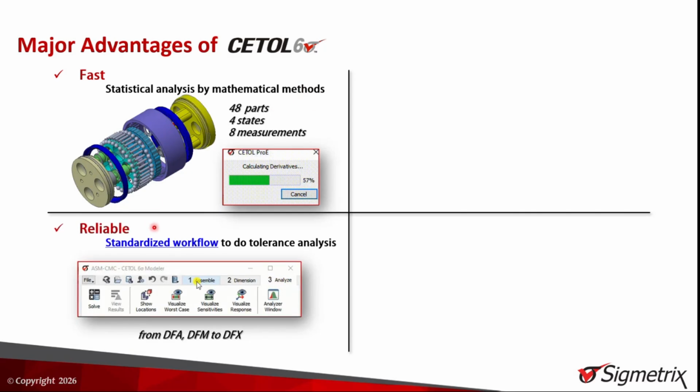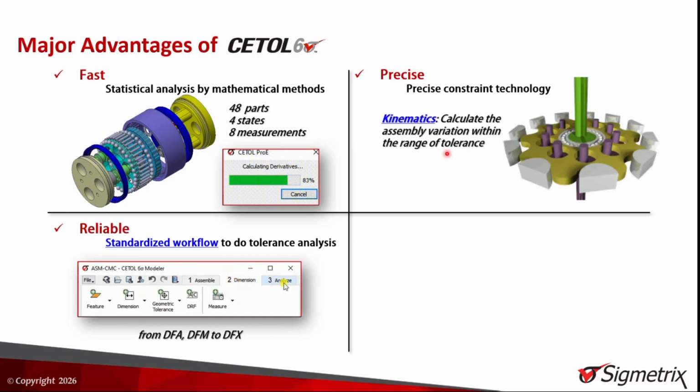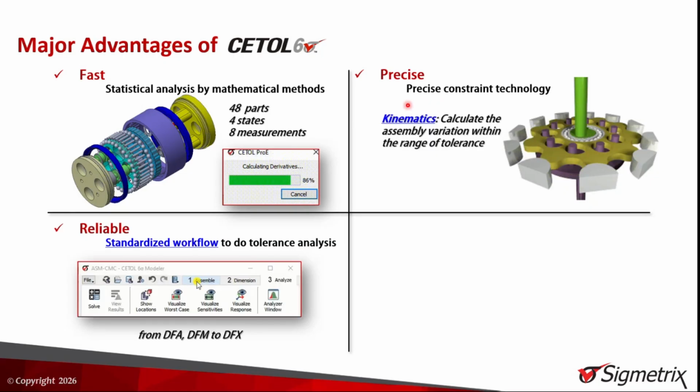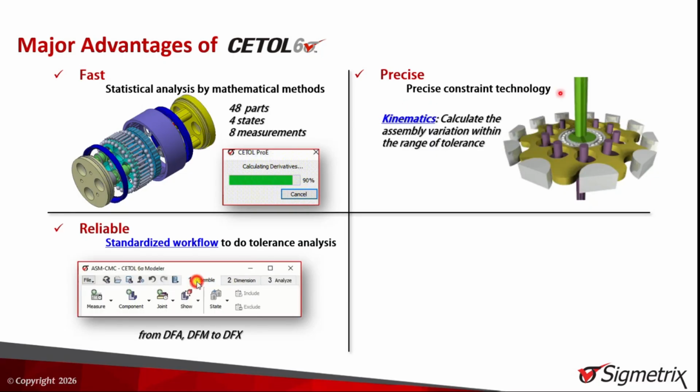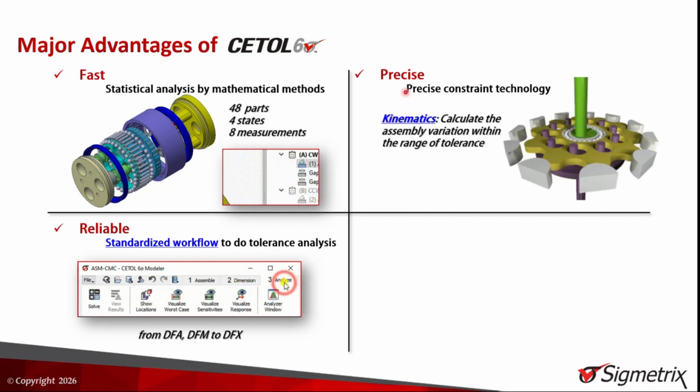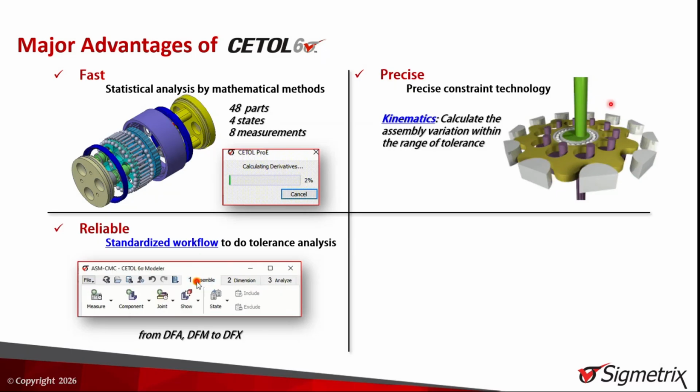And second is reliable. We already have a standardized workflow to guide the user on how to do the tolerance analysis. We start from assembling, to inputting dimensions, and lastly to analyzing the result. And the third one I would say is precise. It's a precise technology, so we are able to do a kinematic tolerance study in the 3D environment.